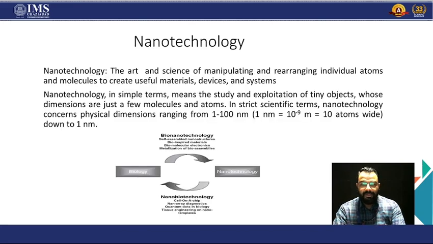Talking about nanotechnology, it is an art and science where we manipulate or rearrange individual atoms or molecules at the nanoscale. If we bring anything to the order of 10 to the power minus 9 meters, that would be termed a nanomaterial. Basically, we call any material a nanomaterial if it is in the range of 1 to 100 nanometers.